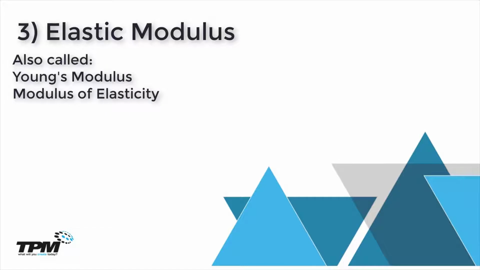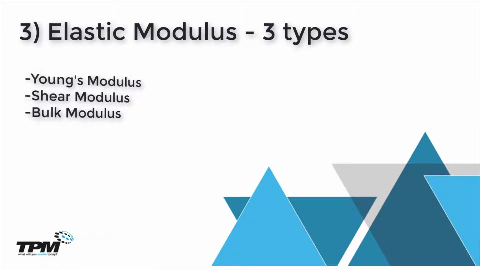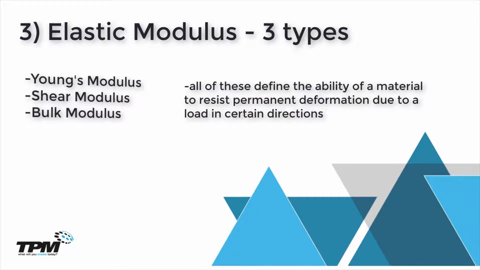Elastic modulus goes by several names and has several forms that we can graph and visually learn about. It may interchangeably be called the modulus of elasticity or Young's modulus. Simplified, the elastic modulus has three forms that you will see listed on a material that simply defines the material's ability to resist permanent deformation or damage when acted upon by a load. These three are Young's modulus, shear modulus, and bulk modulus.